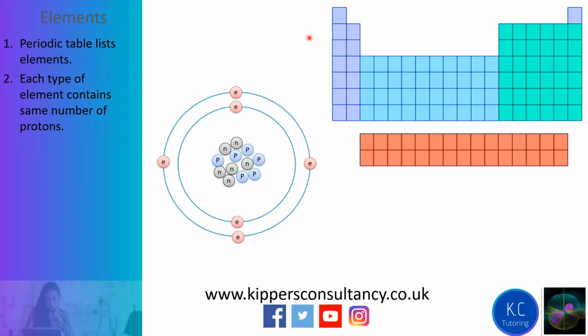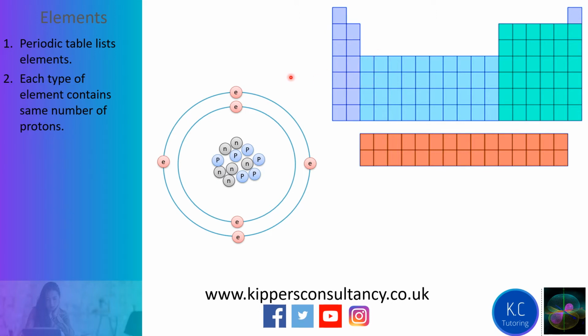Matter is made up of just over 100 different types of substances called elements, and these are listed in the periodic table as shown here. Elements cannot be broken down into anything simpler. Each type of element has the same number of protons.